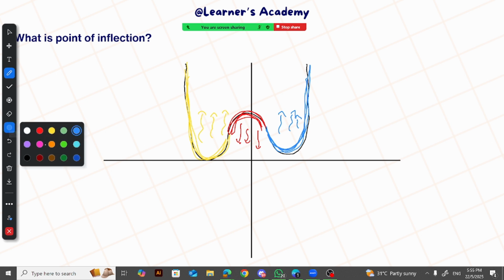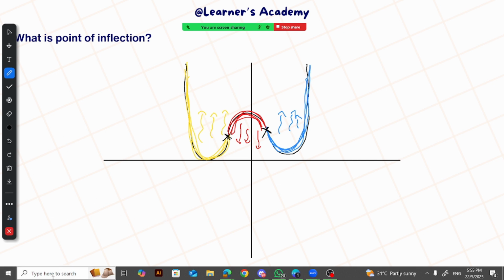So from this, a point of inflection basically means the middle point, the coordinates where the graph starts changing its concavity from facing upwards to downwards. The same goes for the point of inflection here as well, where the graph changes its concavity from facing downwards to upwards, from this to this. So in this graph, we have two points of inflection, and points of inflection basically mean this.